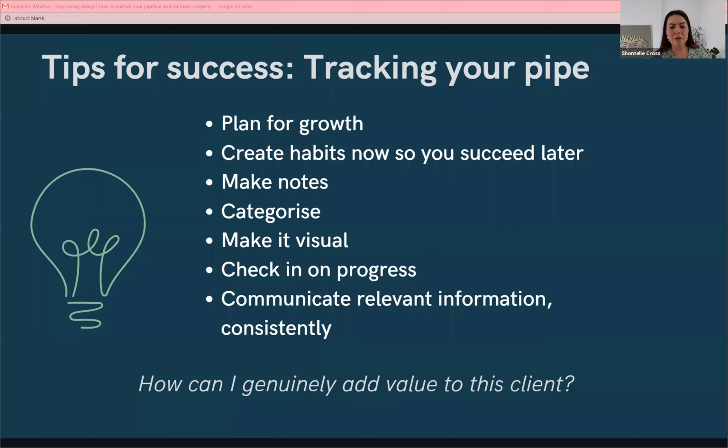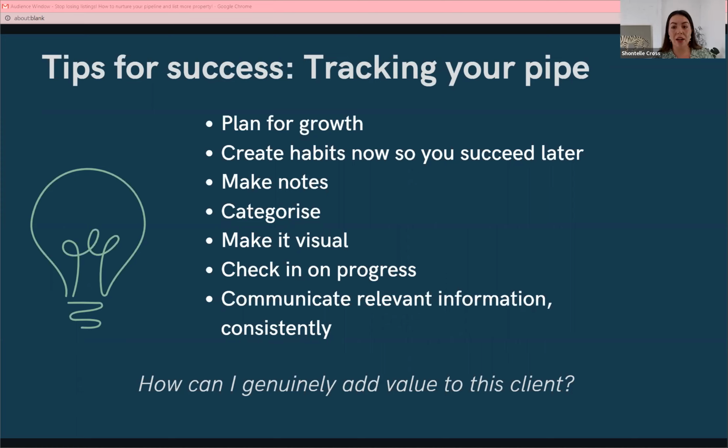Planning for growth means when your pipeline is 100 or 200 clients, depending on your database size and your team, when you call them, you can be authentic and genuine, or come across that way, because you've got notes about your previous conversation. It means someone else could make the call if they needed to. "Hey, last time you spoke with Shontelle, she mentioned that you're going on holidays to Hawaii. How was it?" All of that information is building on the relationship. It's straight away building rapport with clients.